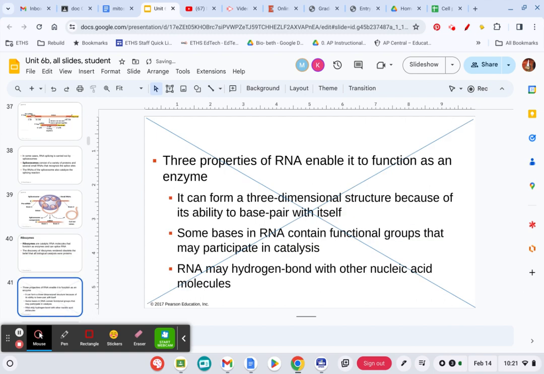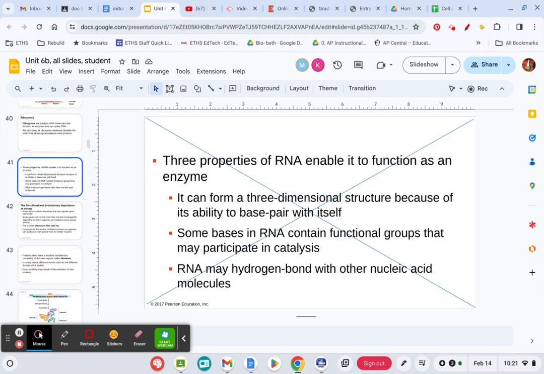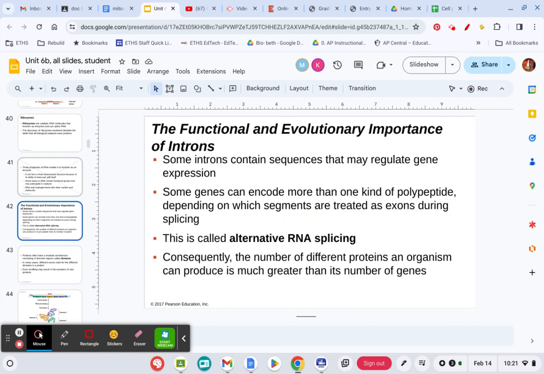Next slide you can remove. We don't need that. It's just talking a little bit more about ribozymes and how they function as enzymes. You can read over it. There's nothing wrong with it. It's just we don't need it.